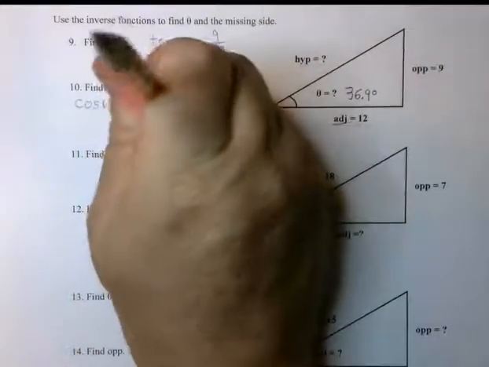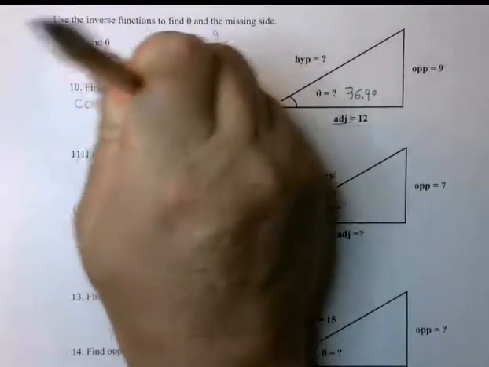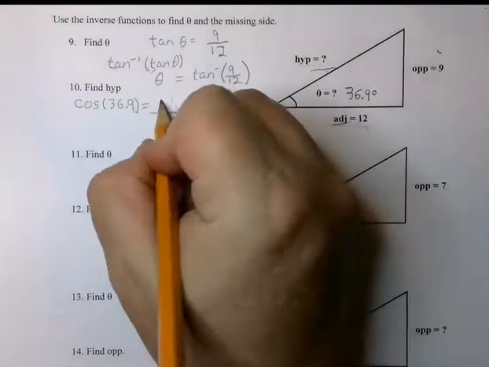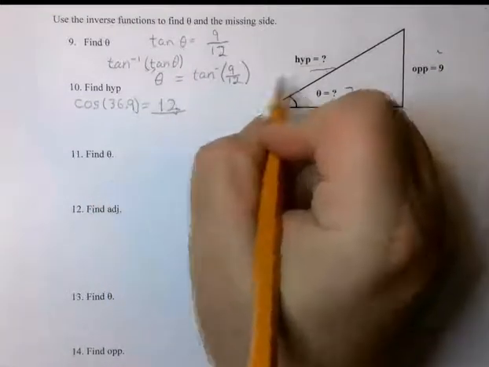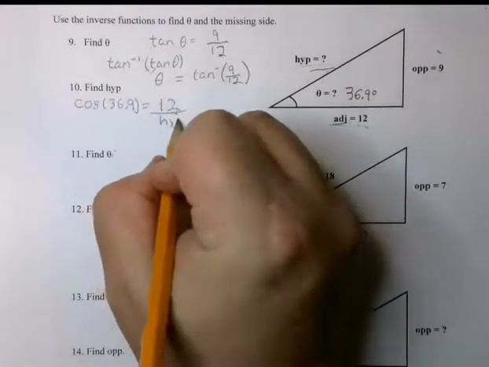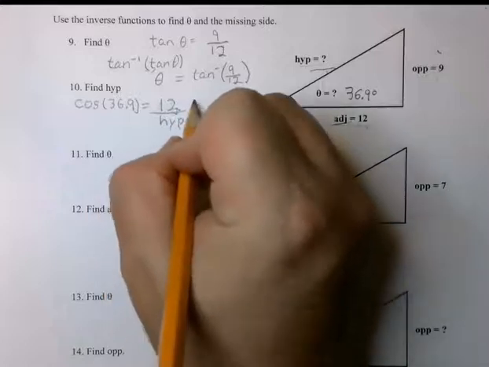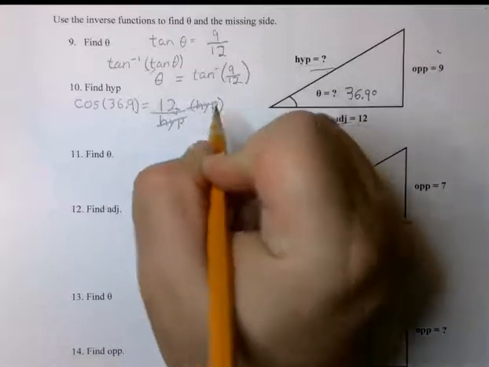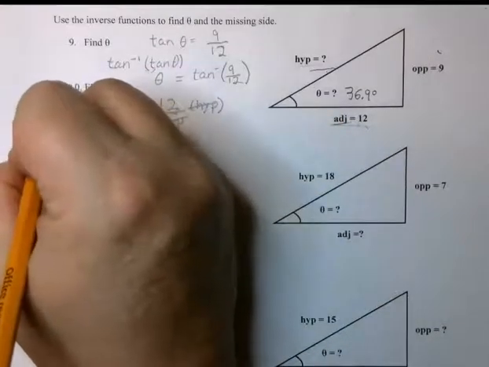Whoops. And we know the adjacent, so I should have written the number. It's that number right there, it's 12. But we don't know the hypotenuse, so I've got to write hype. Again, this is a two-step algebra problem, so we're going to multiply top and bottom by hypotenuse. They cancel. I've got to do the same thing on this side.